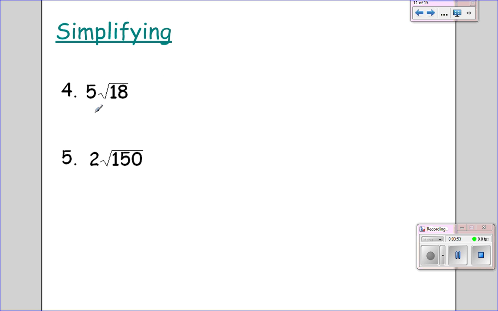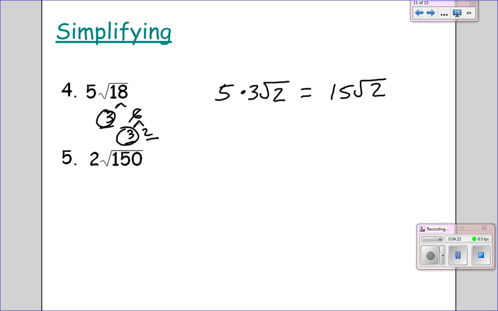When there's a number on the outside, we have to do an extra little step. All we have to do is whatever number we pull out, we multiply by the number on the outside. So for example, with 18, that's 3 times 6. 3 is prime. 6 becomes 3 times 2. 3 is prime. 2 is prime. 6 is done now. So I have a pair of 3's. And you have to ask yourself, what number is already on the outside? Well, 5 is. So 5 times, I have a pair of 3's. And the single number is 2. So this equals 5 times 3 is 15, square root of 2. Pause the video and try number 5 out.